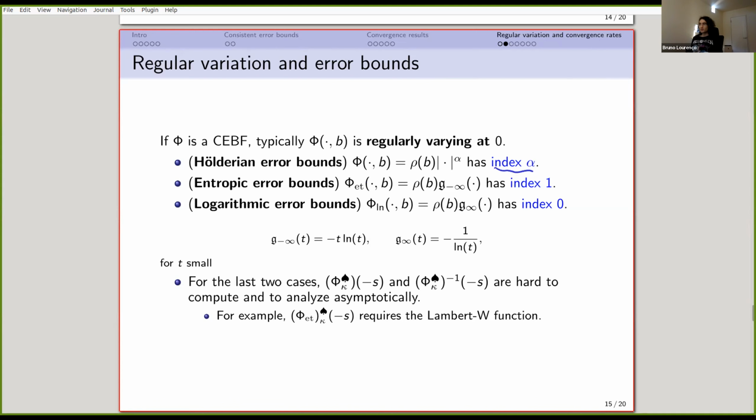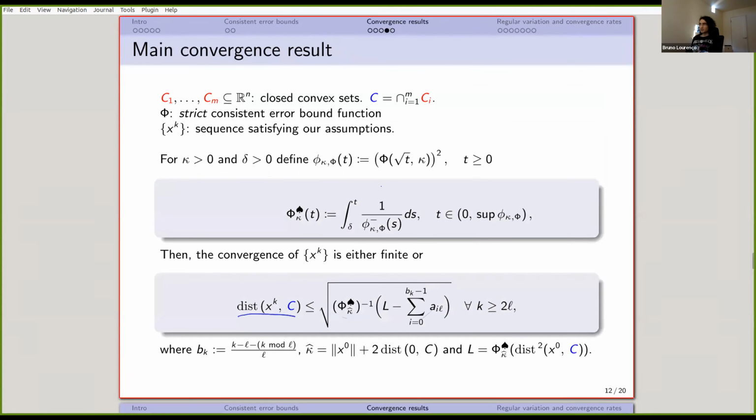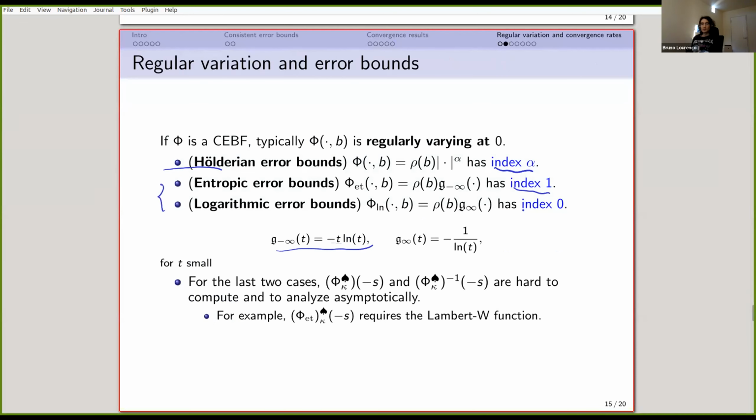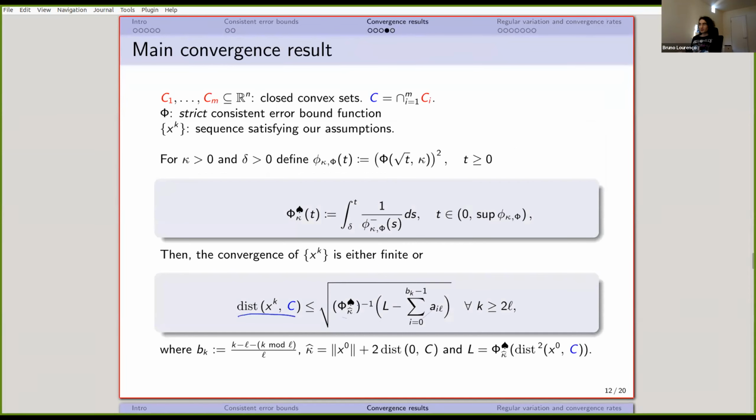The entropic error bound that I mentioned is actually a function of regular variation of index 1. And the logarithmic error bound is a function of regular variation of index 0. As I mentioned, this first one is one where we can compute that integral. We have a closed form for it. But for these last two, it's very hard to compute the closed form. For example, for the entropic error bound, it seems to require the Lambert W function. I think the only person that can do this is Scott. But if you use this regular variation, you can prove some results while sidestepping the computation of this integral.